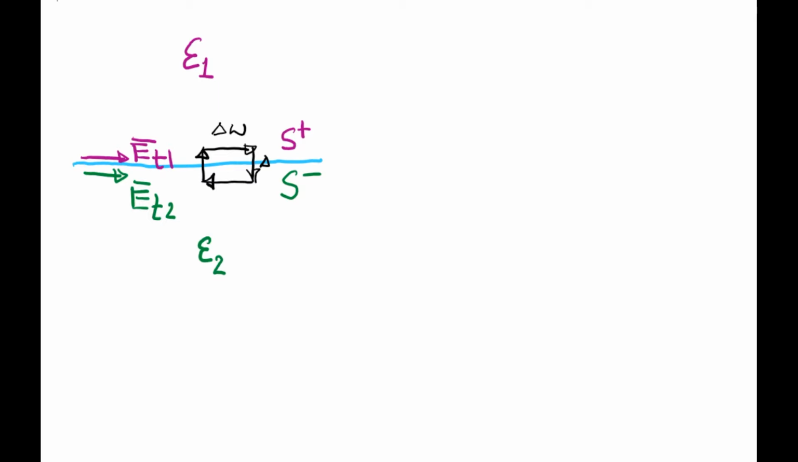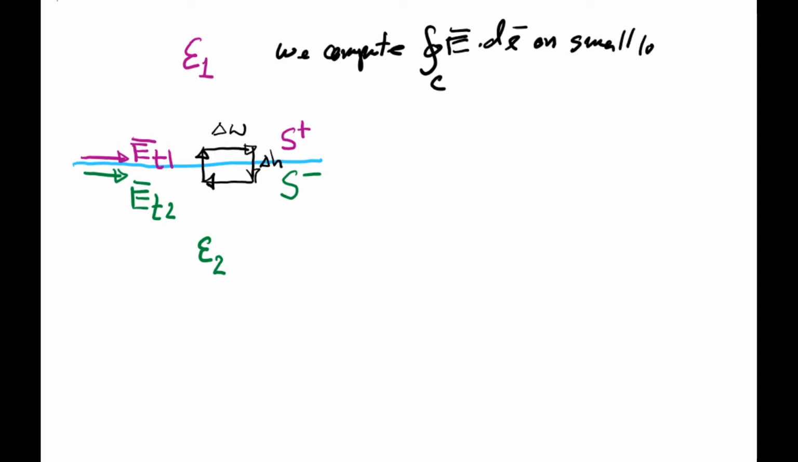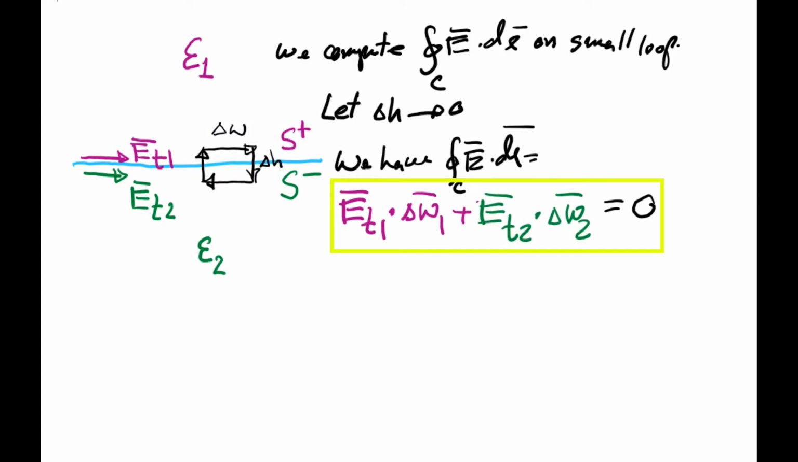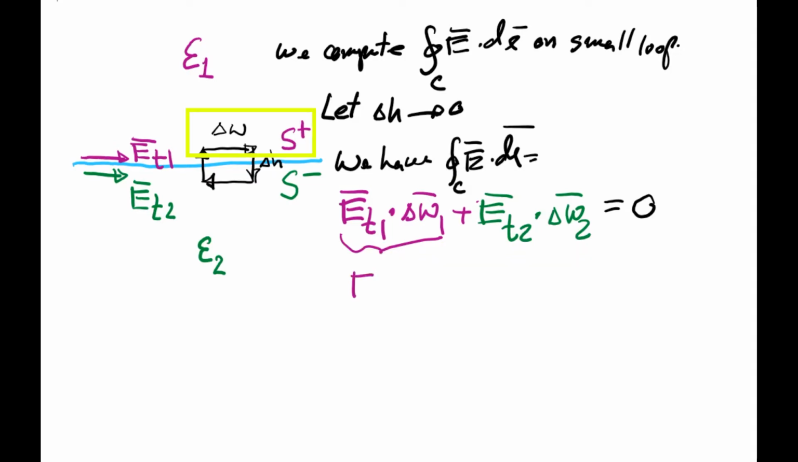As shown here, we compute the integral on the small loop by letting delta H approach 0. The path is only on S plus and S minus. We have the integral as shown here. The path on S plus is the same direction as electric field, then the dot product is a positive value. But on the S minus, the path is in an opposite direction, then the result is a negative value.